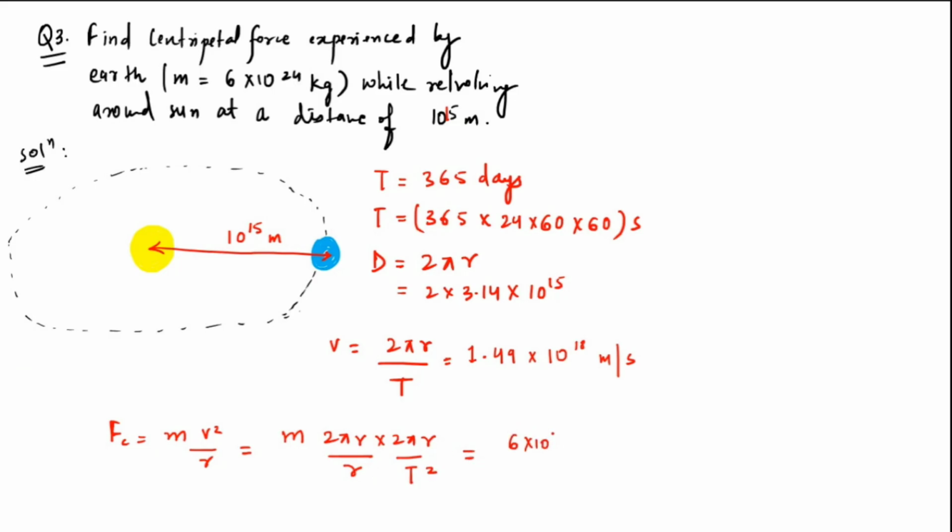So 6 into 10 to the power 24 times 1.49 into 10 to the power 18 square divided by the time, which you have just figured out. So you can solve it and you'll have the complete answer. The force which Earth experiences, which is acting towards the center, is huge. And this force is actually because of the gravitational force, that is the attraction between the Sun and the Earth. Find out the complete value.